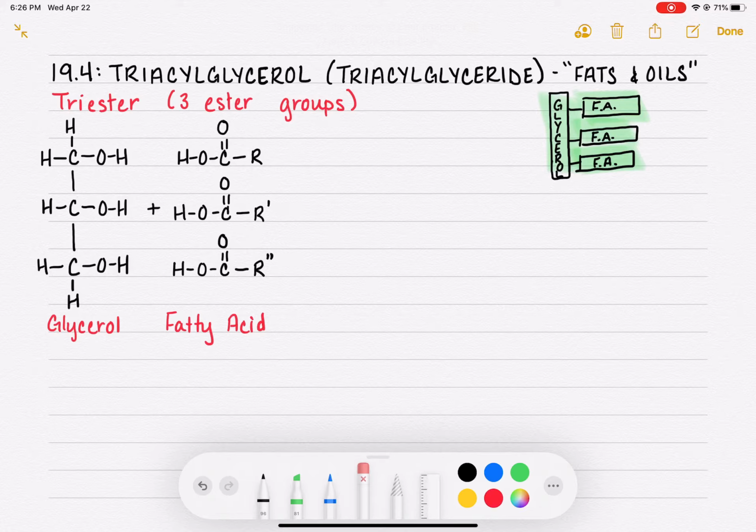However, in a triacylglycerol, the fatty acids might be the same. They might be different. So the R and the R prime and the R double prime may be different or they may be the same. It doesn't matter. Different fats and oils have different combinations of fatty acids.